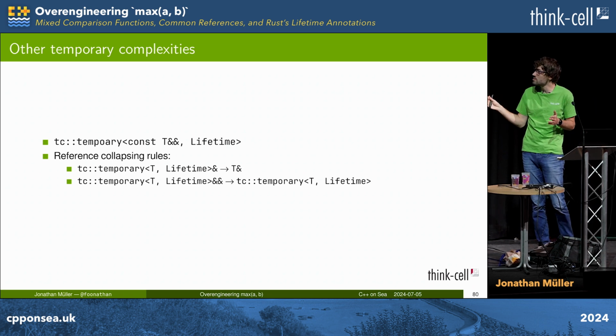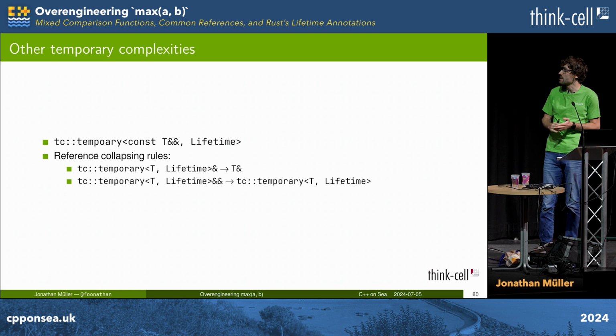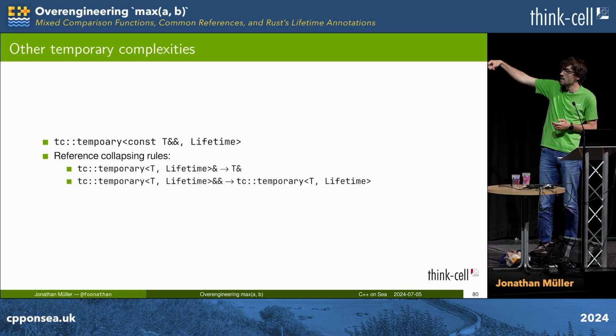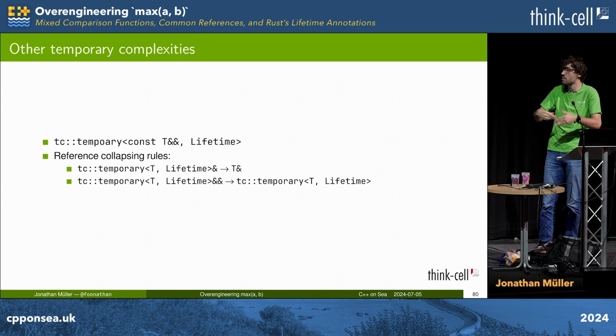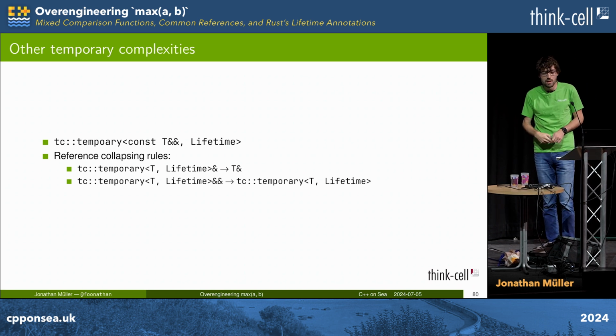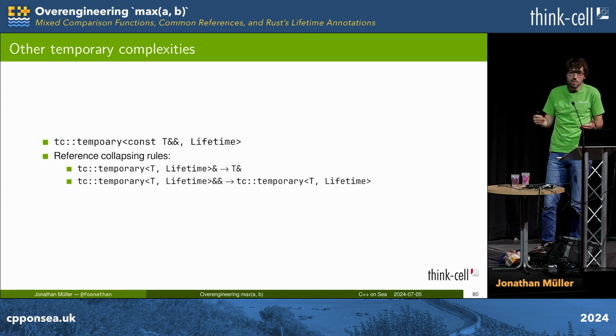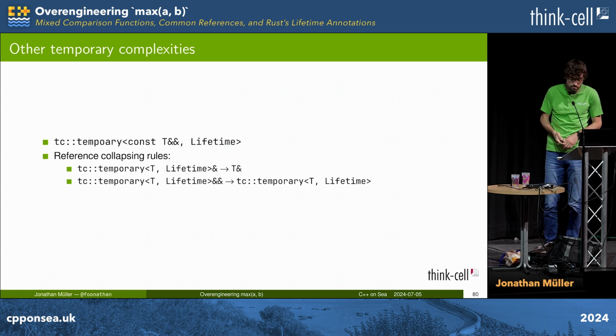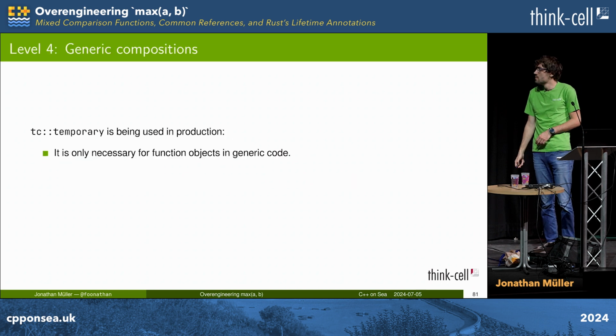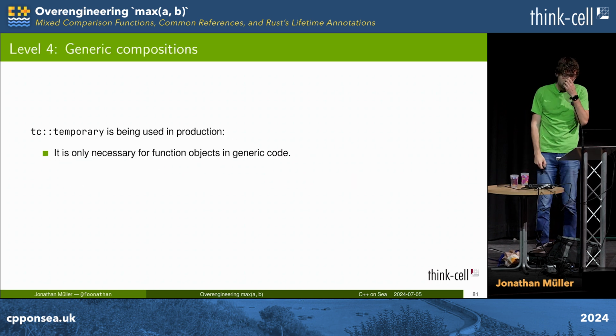This is similar to the rule about regular reference collapsing. If you have an R-value reference and you add an ampersand to it, you get an L-value reference. And if you add another R-value reference, you don't have an R-value reference to an R-value reference, you just have an R-value reference. Unfortunately, we had to do that with metaprogramming because of the language, but hey, it's C++, at least it's possible. And we actually used that in production.